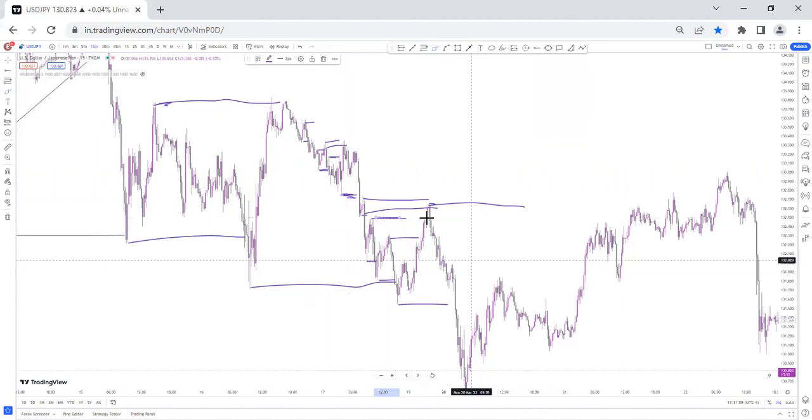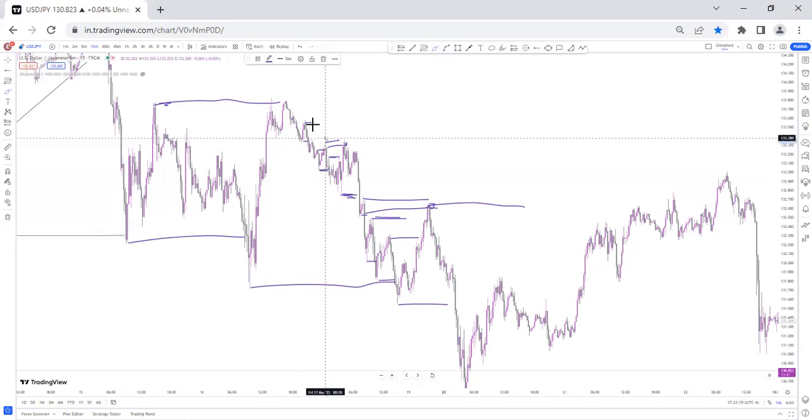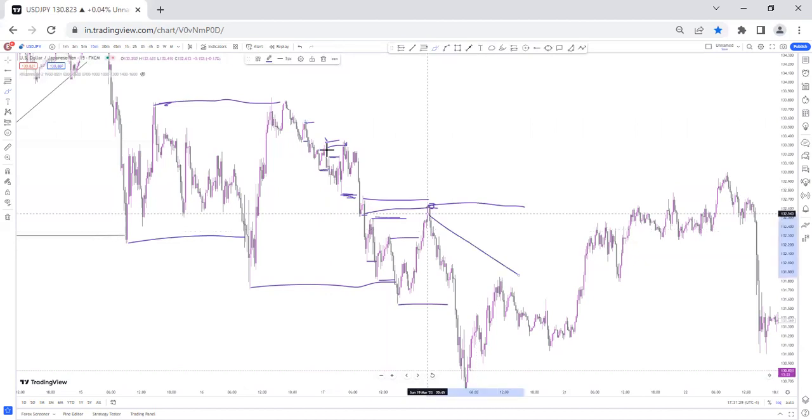So this guy becomes our internal structure. So this is our swing structure here. This one over here, this one over here, this one over here. So this becomes the internal structure in the range. Do you understand that? Yeah, I'm sure you understand now. So let's move on.